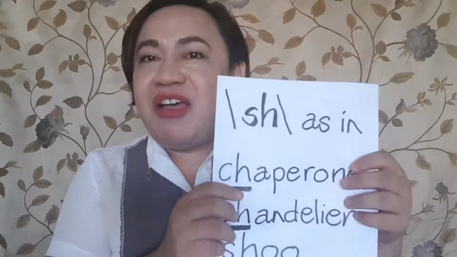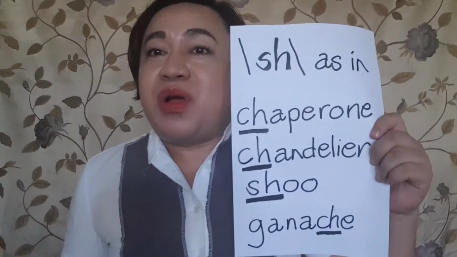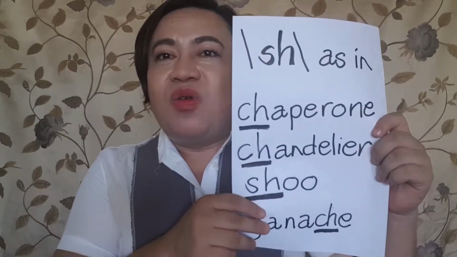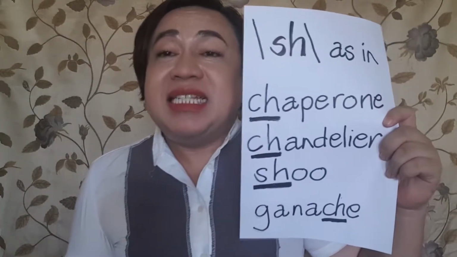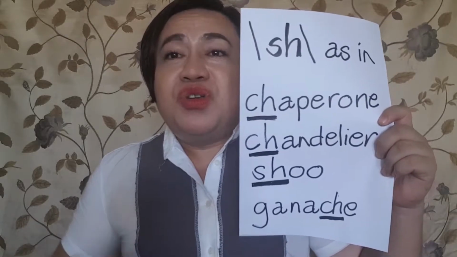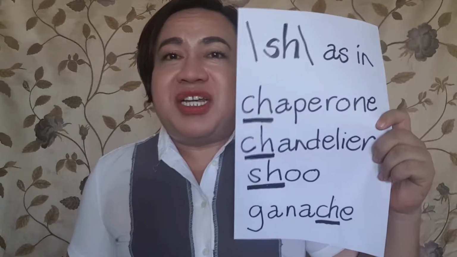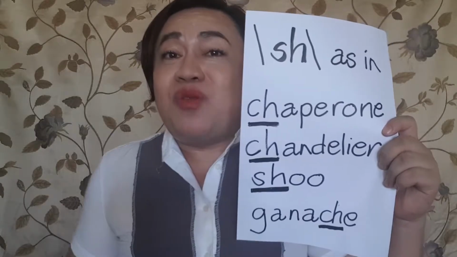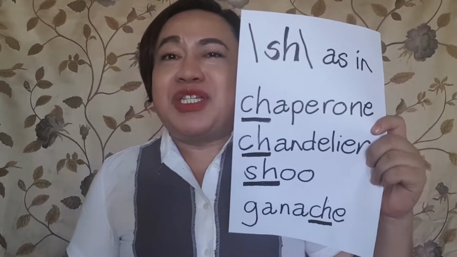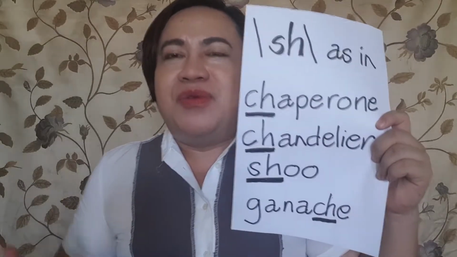It's now the turn of the sh sound, as in chaperone. Chaperone means escort or companion or assistant. Next is chandelier. It's a sophisticated lighting fixture. Shoo is an interjection which you use if you want to drive away unwanted animals, or most probably unwanted people in your life, or anything which annoys or irritates you.